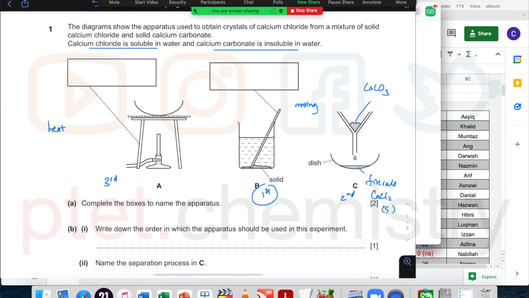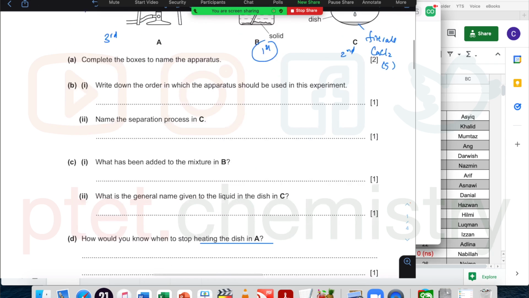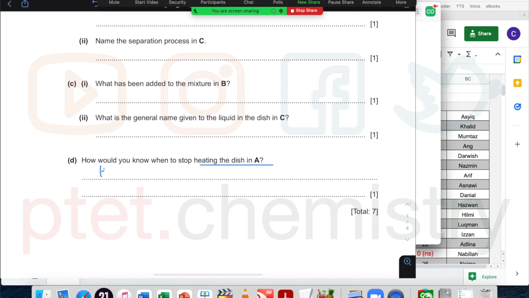But this is not evaporating to dryness. That is the number one mistake a lot of people make. Heating to dryness is not crystallization. Be very careful. If you read these questions, you want to get crystals. Some people just can't read questions. If you want crystals, you have to do crystallization. The last step is not heating to dryness. Never ever heat to dryness. Instead, you heat until saturated.